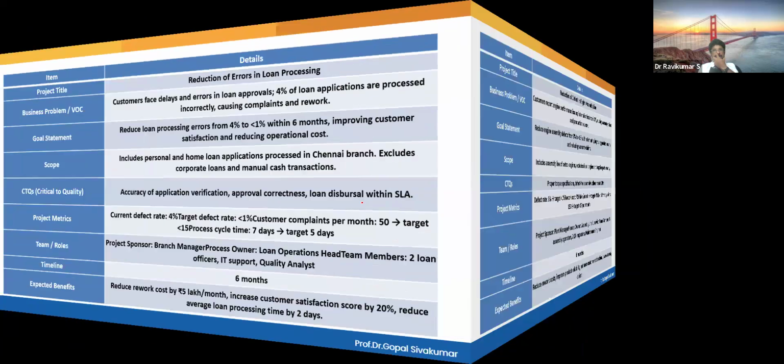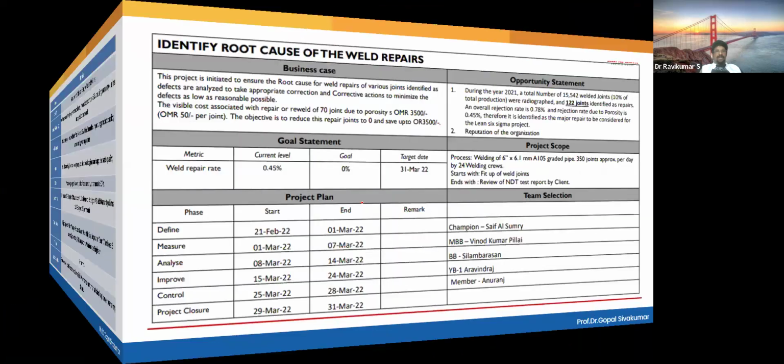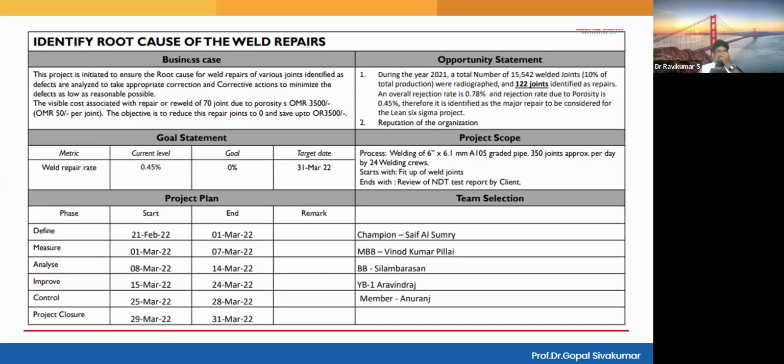So we have many such examples which I have developed. This is also a real-time project charter. Here, this is a business case. The business case explains, if you read it, you can see there is a root cause. We are trying to ensure that the root cause of welding repair of our various joints identified as defects are analyzed to take appropriate correction and corrective actions to minimize the defects.